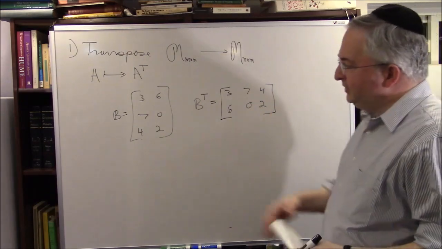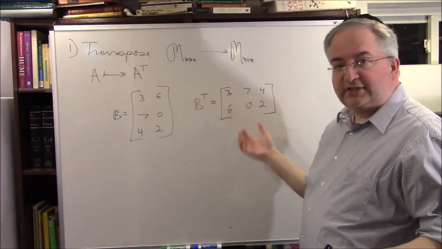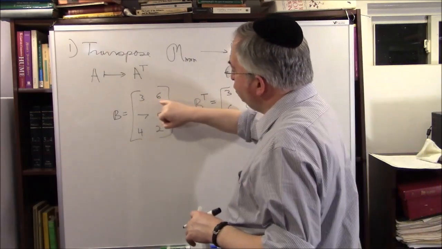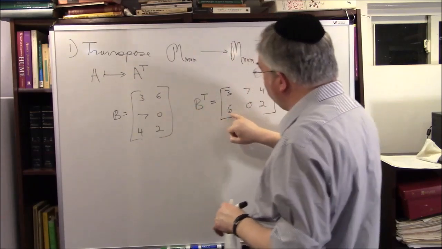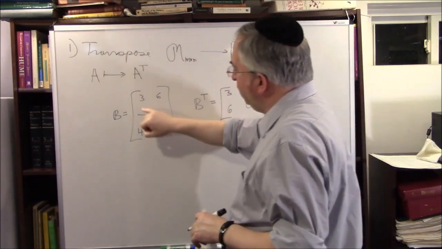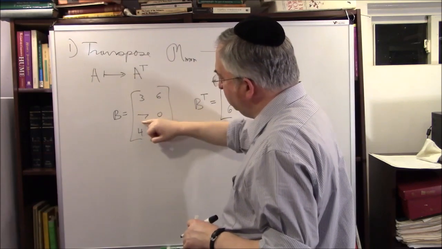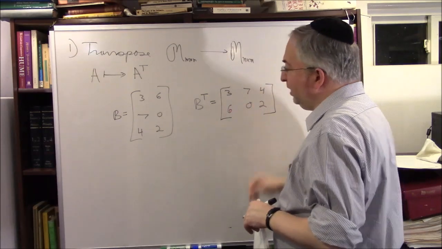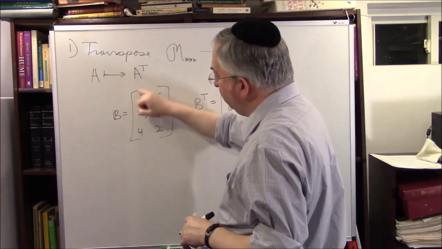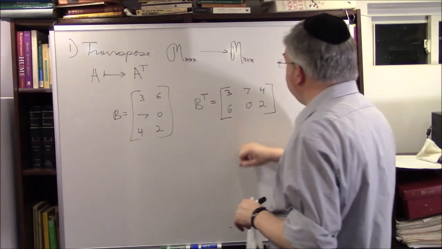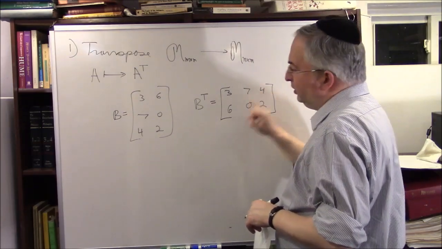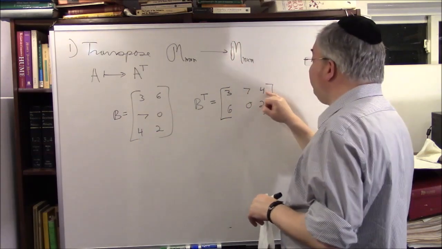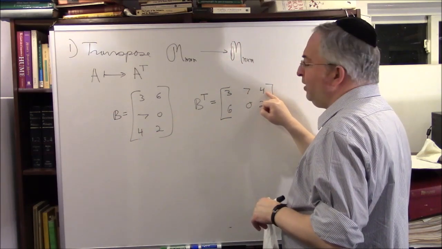Okay, and basically what you do is you turn it on its side, but very carefully. The 1,2 position becomes the 2,1 position. The 2,2 position, second row, second column, stays the 2,2 position. The 3,1 position becomes the 1,3 position. Third row, first column becomes first row, third column.